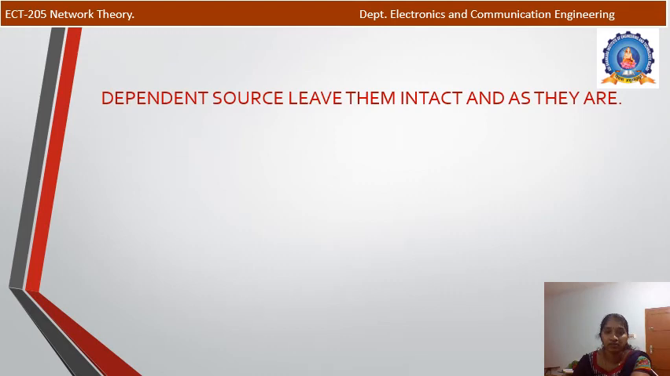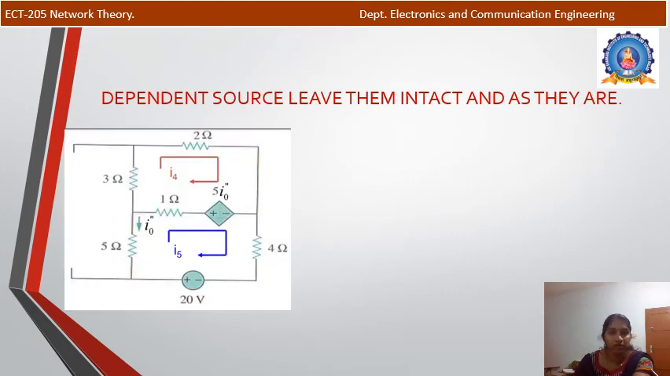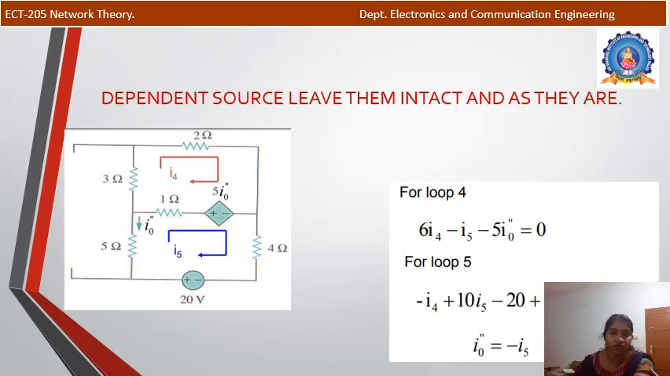The next thing, we open the 4 ampere source and take the 20 volt voltage source. So here it will be opened. Here only two meshes. For loop 4 and loop 5 we can write the equations easily, and I0 double dash is only minus I5, because here we mark this I0 double dash in this direction and this I5 is in this direction, so both are in opposite directions, so we consider I0 double dash equal to minus I5.